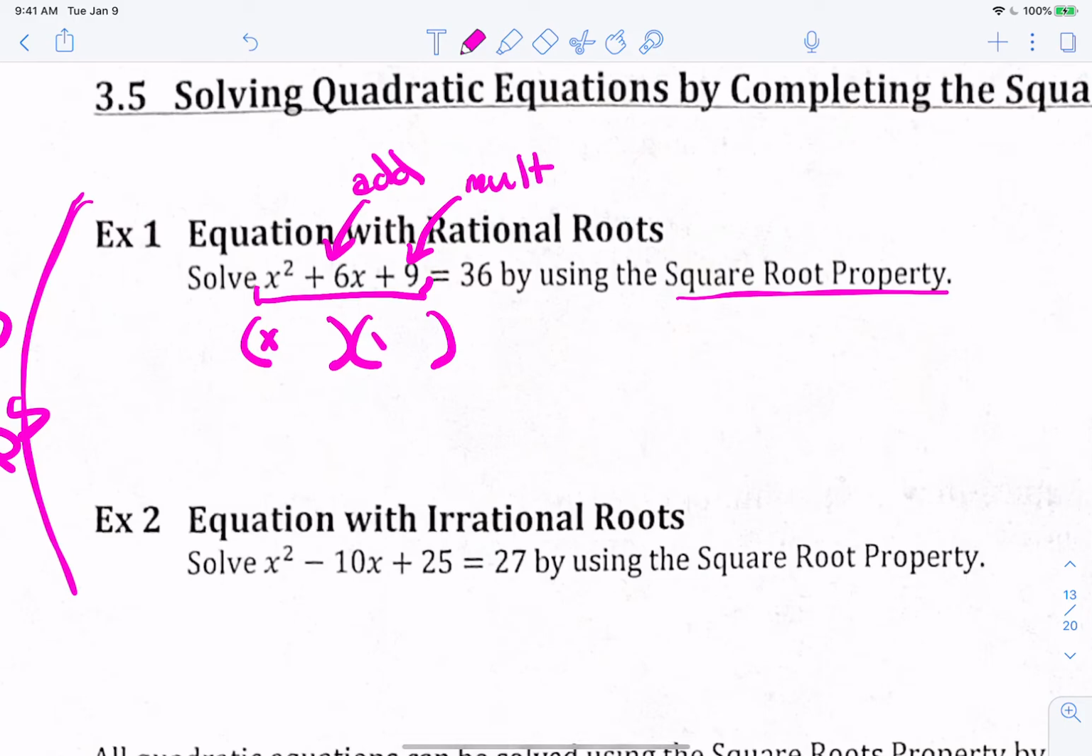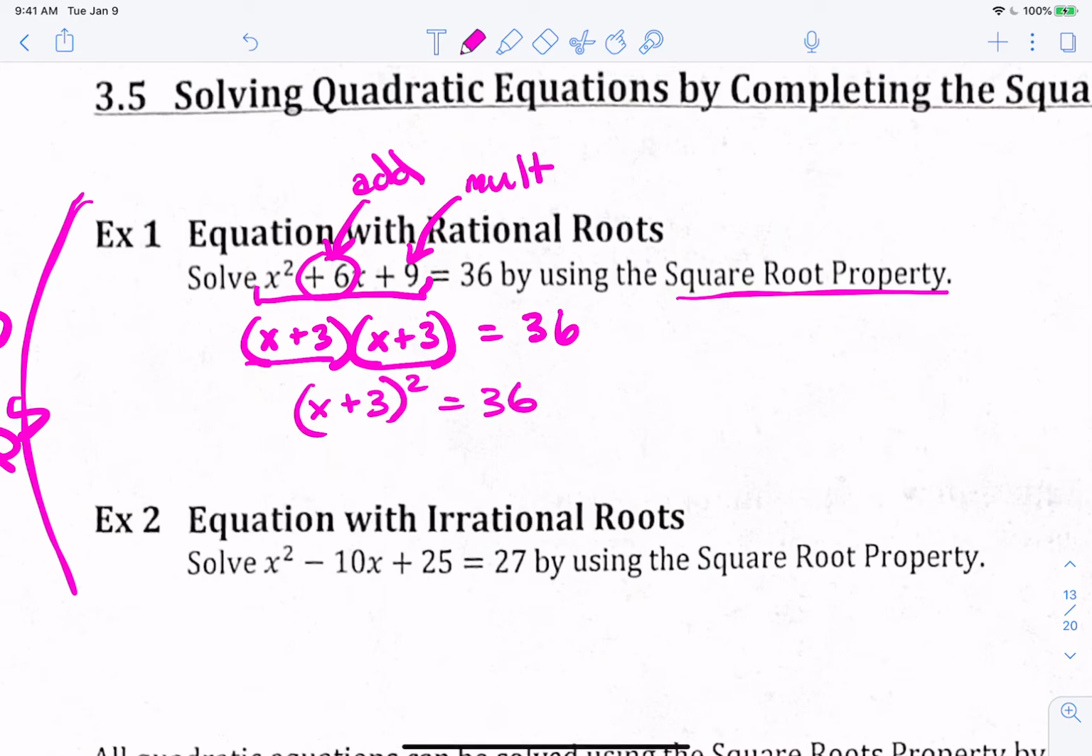3 and 3. Positive 3, negative 3, one of each? I wanted to add to get positive 6, so both positives. And then I'll put equals 36; it's just sitting on the other side. We've broken that left side down, and it equals x plus 3 times x plus 3. What's another way of writing x plus 3 times x plus 3 if they are both the same? X plus 3 squared equals 36. So rather than writing them as two separate pieces, we write it as x plus 3 squared.